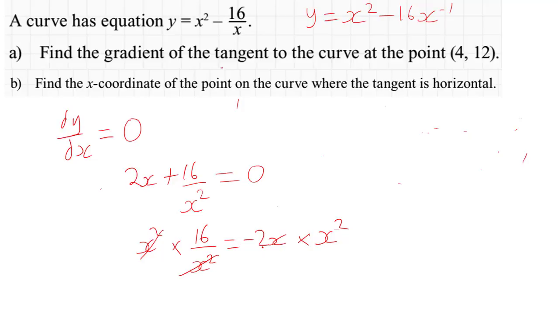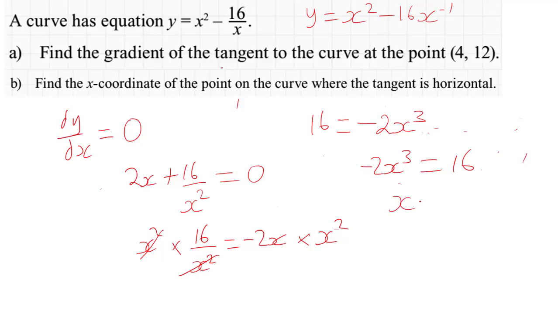I'm going to do the right-hand side. Negative 2x times x squared is going to be negative 2x cubed, because x squared times x is x cubed. And on the other side, I've got 16. Now, if you want, you can swap them round. When you swap them round, the signs don't change. It's good to have x on the left-hand side.